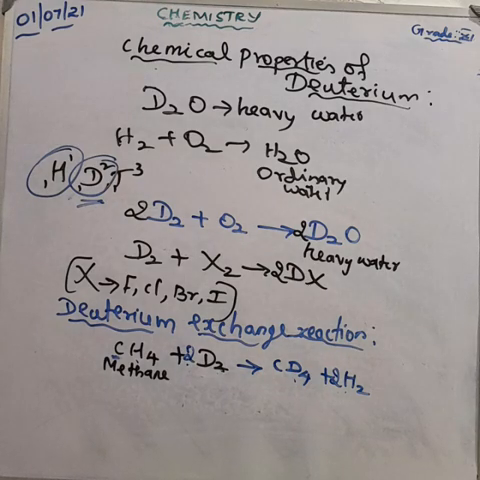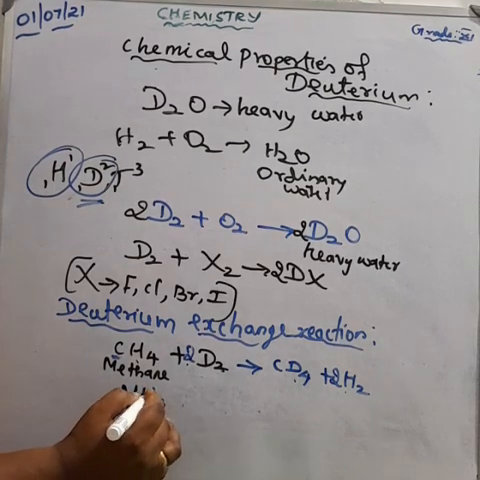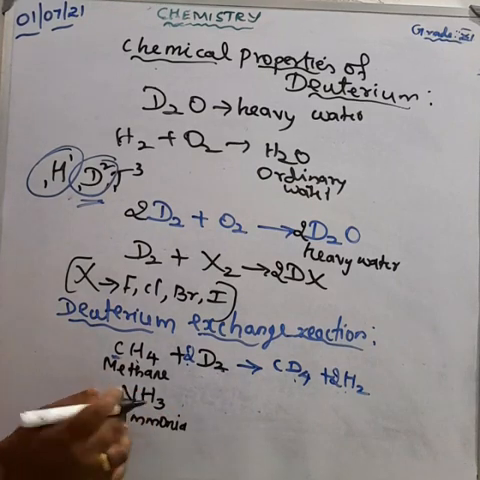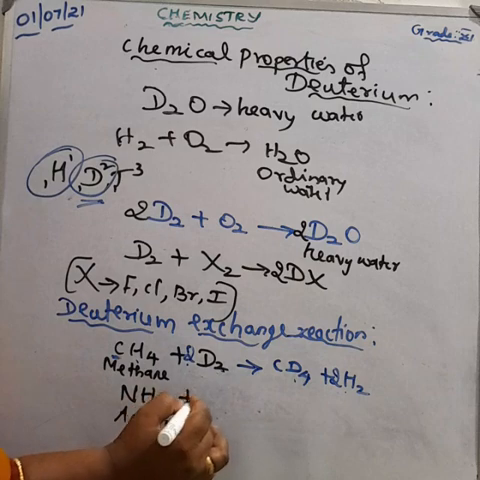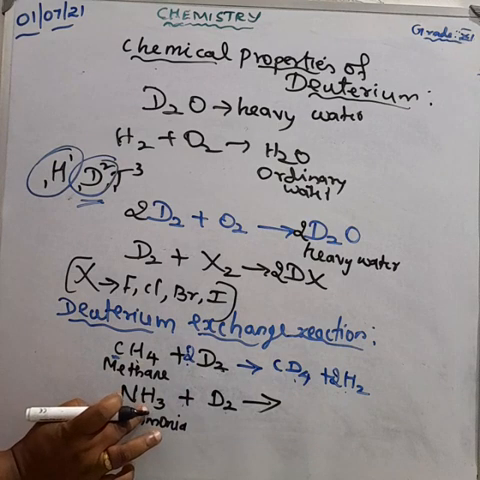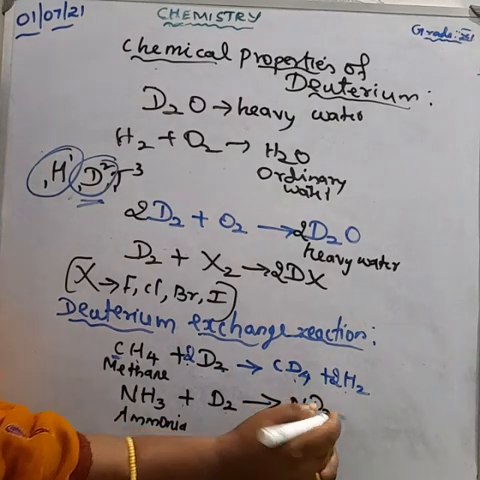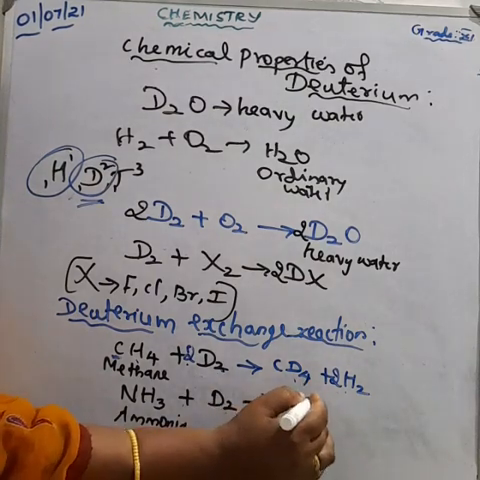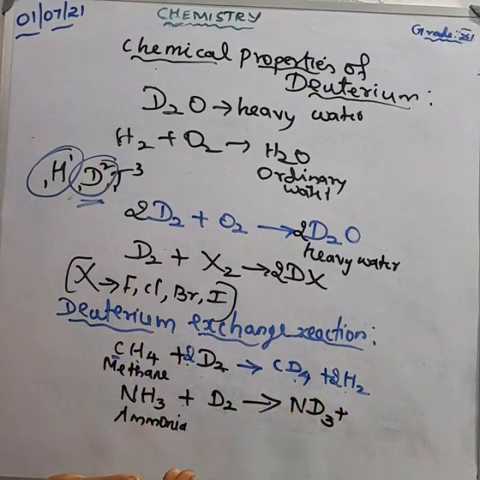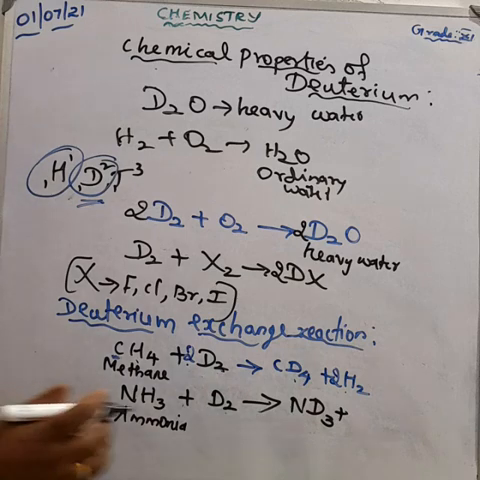Similarly, it can also exchange the hydrogen from ammonia. What is the formula for ammonia? NH3. When it combines with deuterium, the deuterium atom can completely exchange the hydrogen from the ammonia molecule to form ND3. We know D means deuterium, another isotope of hydrogen. It also releases hydrogen gas H2.